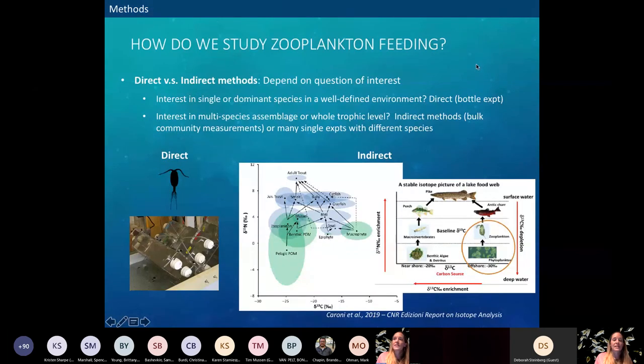Okay, so how do we study zooplankton feeding? There are a range of methods that are both direct and indirect, and whether you want one or the other depends on the question of interest. So if you're interested in a single or dominant species in a well-defined environment, you probably want to do direct experiments, and most of the time this is a bottle experiment. If you're interested in multi-species assemblage or a whole trophic level, you probably want to use indirect methods, things that usually involve bulk community measurements, or you could do many single experiments directly with different species.